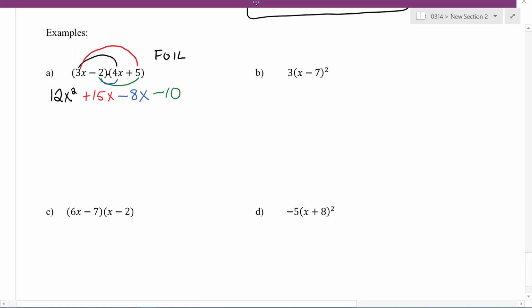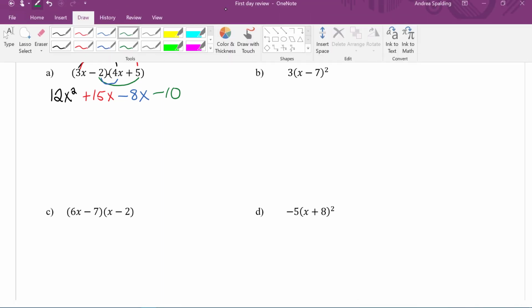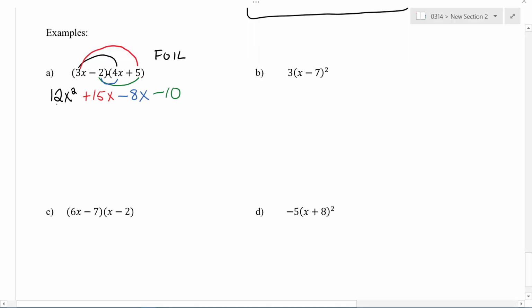The last thing we do is to see if there's any like terms that we can combine. 12x squared, there's no other x squared, so that term just comes on down. The 15x and the minus 8x both have exactly the same matching variable portion. So 15 minus 8 gives me a positive 7, and we keep that same matching variable portion. The negative 10 doesn't have any variables, but it's the only term that has no variables, so it's just going to come down to be part of our final answer.